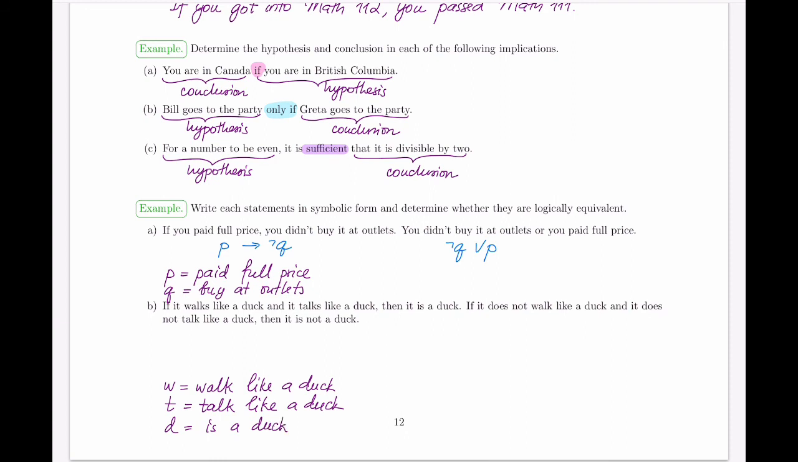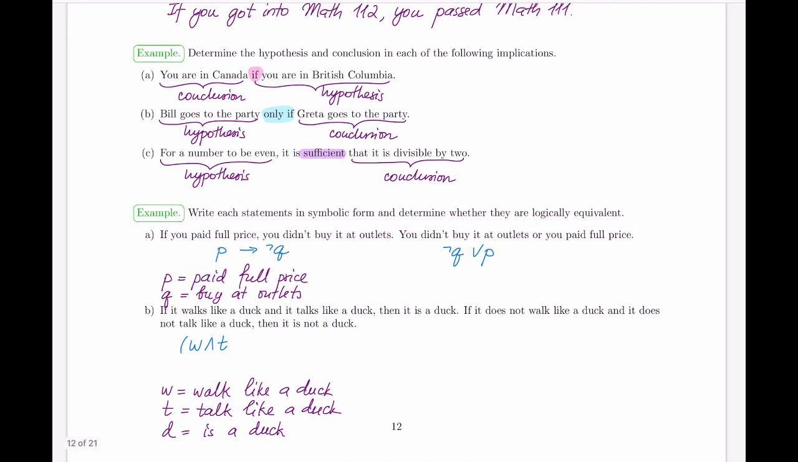Now, let's translate what we see to the statements using W, T, and D. If it walks like a duck and it talks like a duck, then it is a duck. That is going to be my first sentence. The second one says, if it does not walk like a duck and it does not talk like a duck, then it is not a duck.